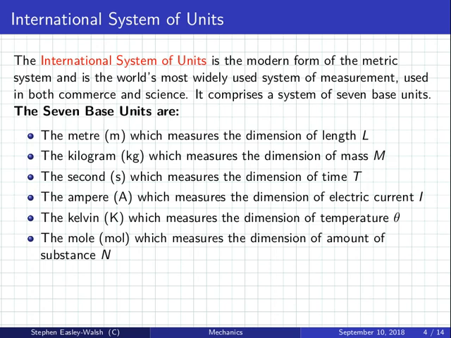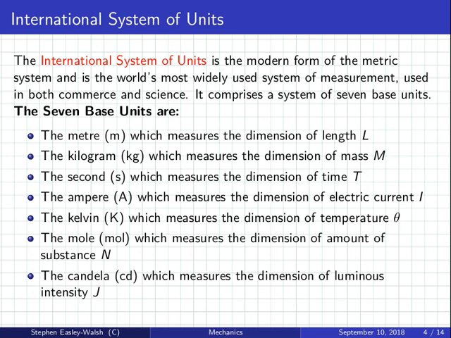And the last one, I wonder if anyone has heard of this, called the candela. The candela measures what's called luminosity, which is basically brightness, how bright a light is, or the sun, or whatever. So it's a brightness measure. And the symbol for that dimension is J. Okay, so you'll need to know these seven.